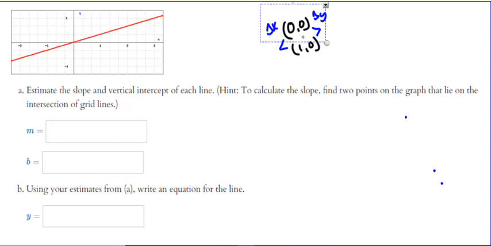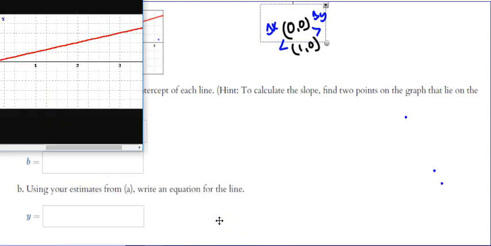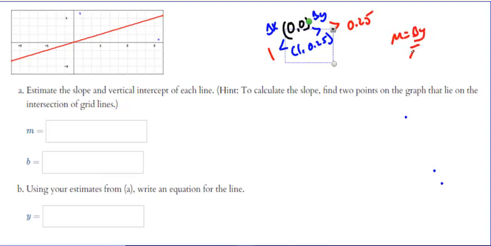It's not 1, 0. Let me back up. Let me look back at that point right there. That's 1, 2, 3, 4. So that's 0.25. Okay, so that is 1, 0.25. So we're going to say that x changed by 1 and y changes by 0.25, and slope is changing y over changing x, which is 0.25 over 1, right?